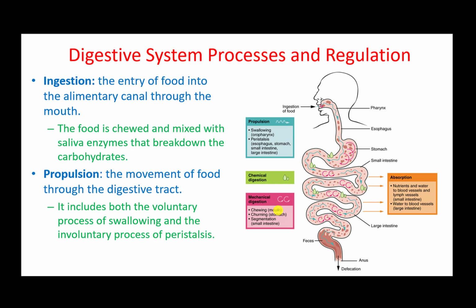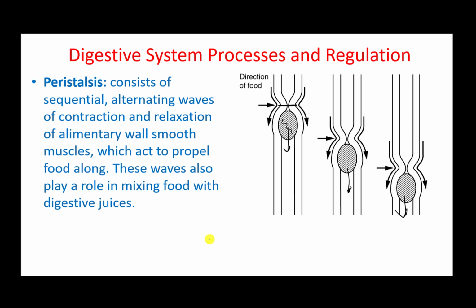Now, for the ingestion, this is the entry of the food to the alimentary canal. Usually this is happening at the mouth. Then we will have the propulsion. And for the propulsion, the main thing is the peristalsis. And for the peristalsis, this is happening because there are contractions of the muscles that would keep the food pushed down or forward. This is the main thing happening, for example, in the esophagus from the mouth to the stomach. This is the main mechanism that pushes the food through the esophagus. This would create like a wave in the GI tract.